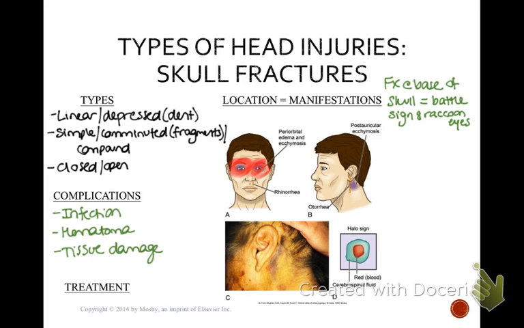Or they get the battle sign. And the battle sign is that bruising behind the ear. So different skull fractures will have different clinical manifestations. But one of the ones that we talk about and hear about a lot because it's important is a basilar skull fracture. They get the raccoon eyes and the battle sign. This is a true life example of the battle sign right there, that bruising.